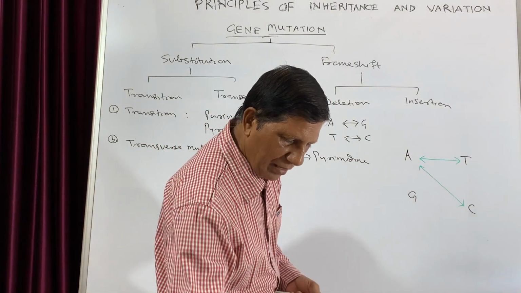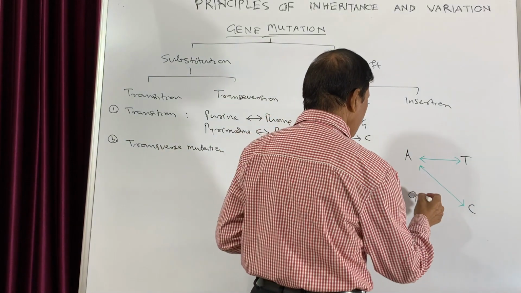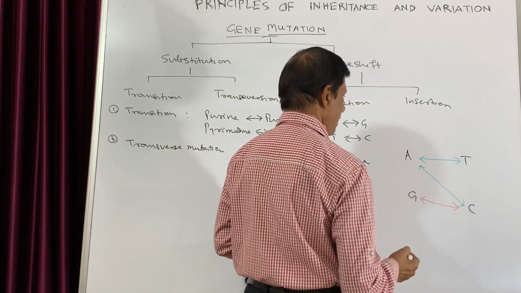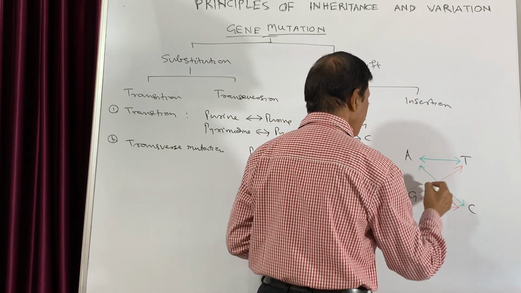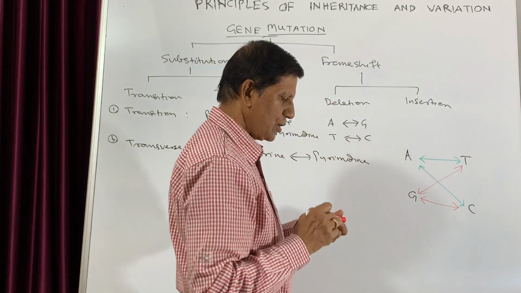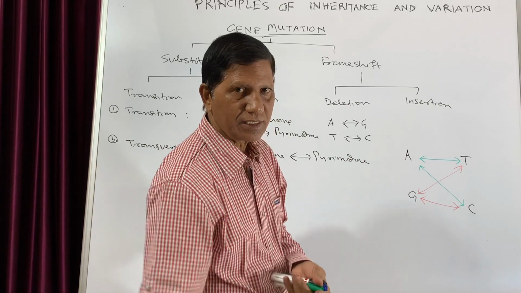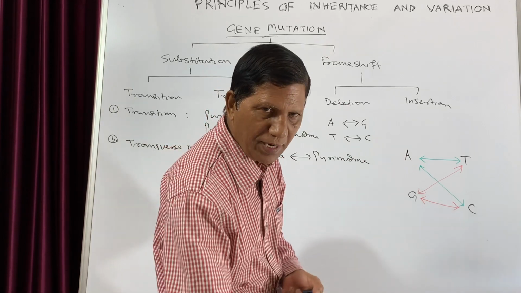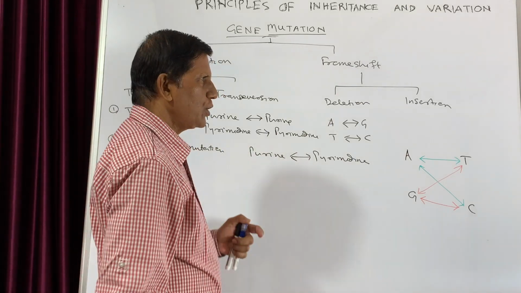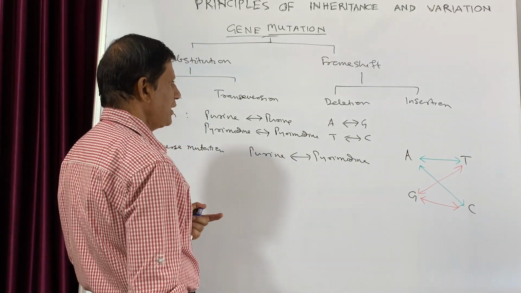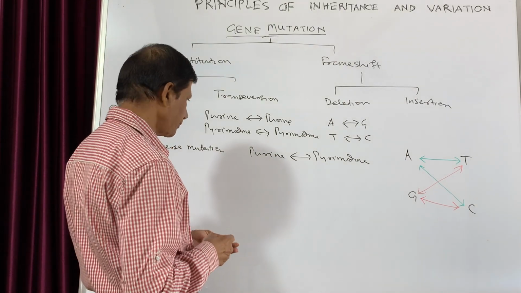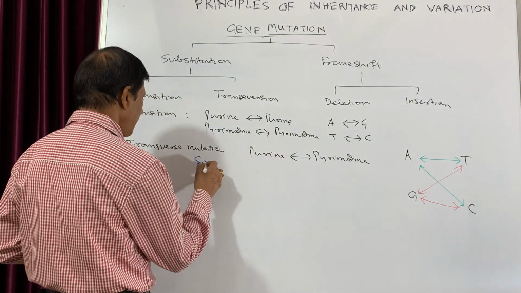Similarly, guanine can be replaced by cytosine, and guanine can be replaced by thymine, because this is a purine and these two are pyrimidines. So when exchange takes place like this, a purine is replaced by a pyrimidine or vice versa, this is known as transversion mutation. In case of transversion mutation, usually one common example we take is sickle cell anemia.